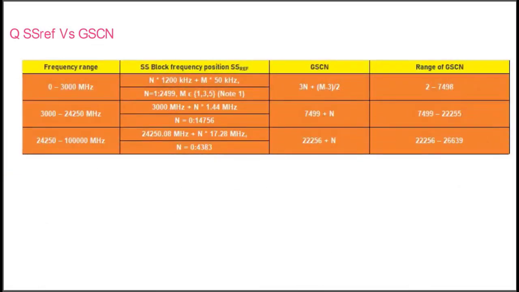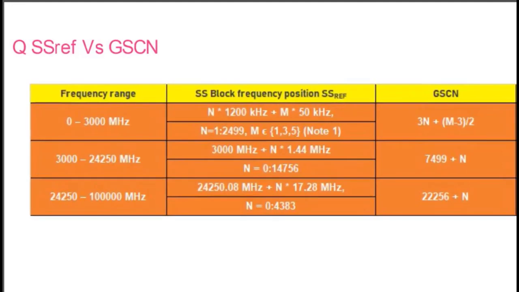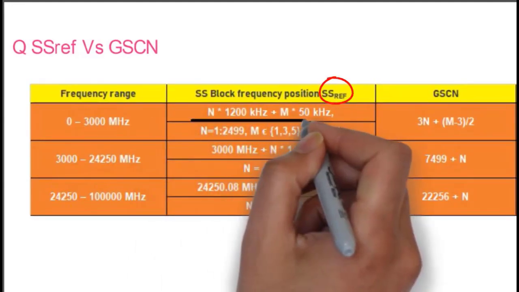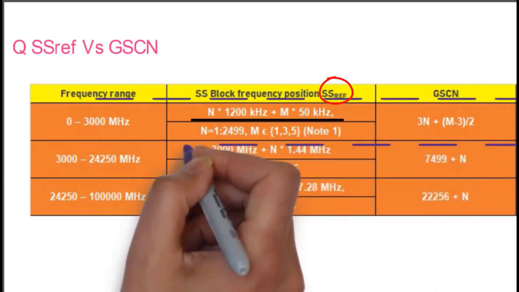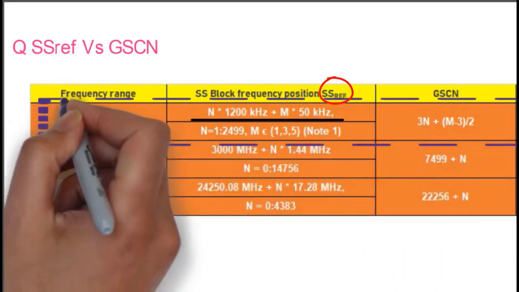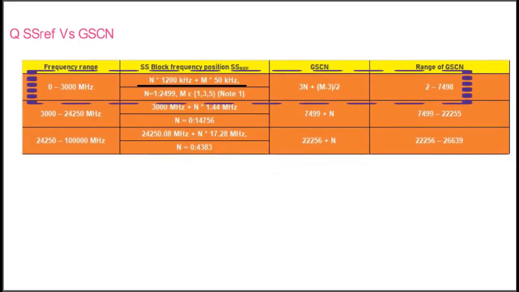So in this table you can see the range of frequency, SS block frequency position, that is SSREF, GSCN, and range of GSCN. Here you can see that if the range of frequency is 0 to 3000 megahertz, the SS block frequency position, SS reference, will be calculated from this formula: N times 1200 kilohertz, 1200 you can say 1.2 megahertz, plus M times 15 kilohertz, that is SSREF. This is the SSREF calculation formula.